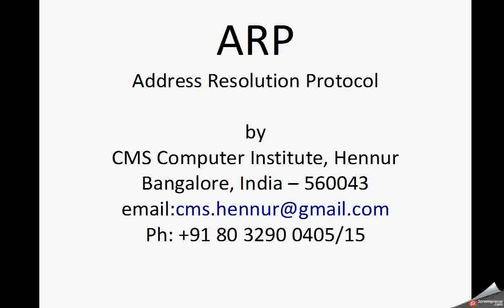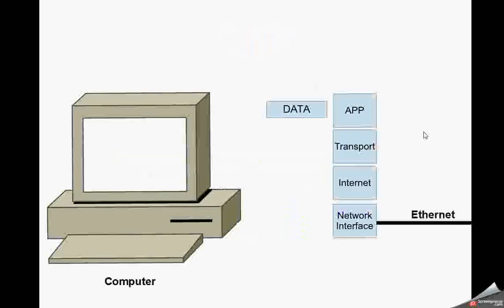Right? So the job of ARP is to create a mapping between your IP address and the layer 2 address, or MAC address. Now we'll look at why you actually need to create that mapping. So we'll use this diagram to explain that.